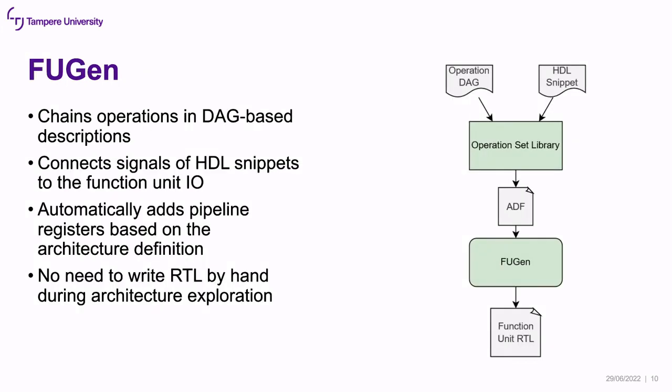These two operation description approaches are processed when the hardware is generated. The function unit generator, or FUGEN, changes operations in DAG-based operation descriptions. For the HDL snippets, the function unit generator maps the signal names in the operation descriptions to the function unit input and output ports. In addition, operation pipelines are automatically generated based on the operation latency described independently in the architecture definition file.